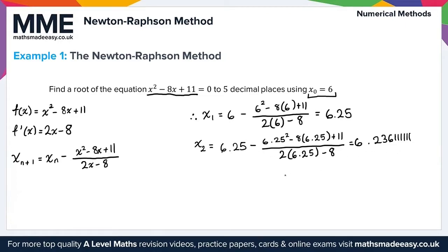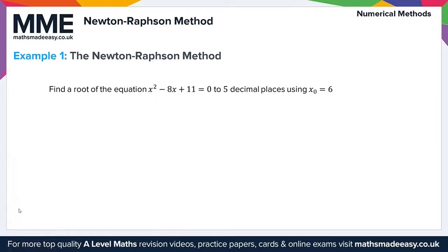Let me just clear all this so that it makes a bit more sense. Because the value for x2 is quite large, we note that x2 is equal to 6.236, 1, 1, 1, 1, 1, 1. Because this is quite a large value, I'm going to call this A, and I'm going to use A for x3. However, I've already evaluated this on my calculator, and I advise you try this as well, to make sure you get the same value.